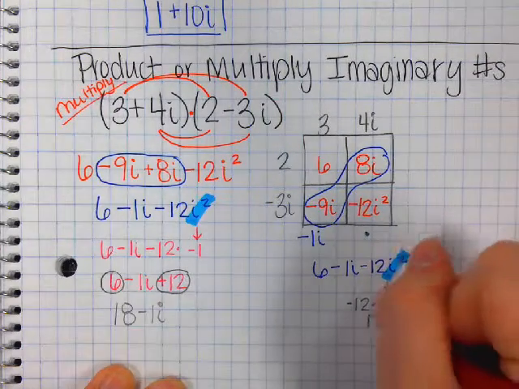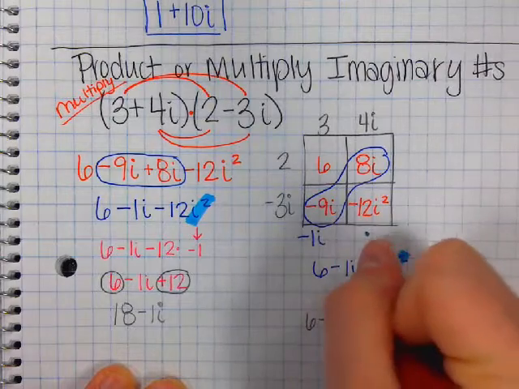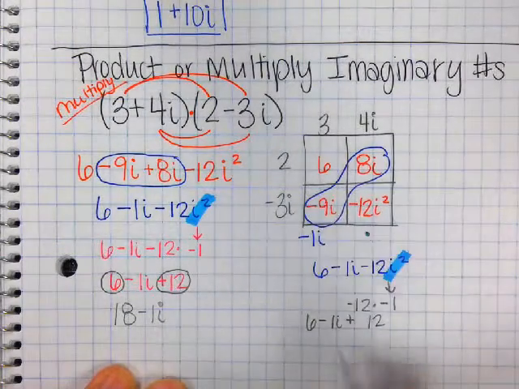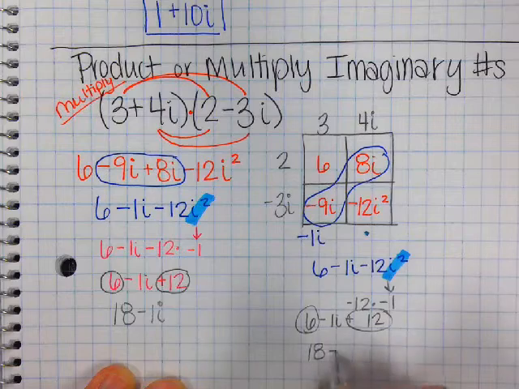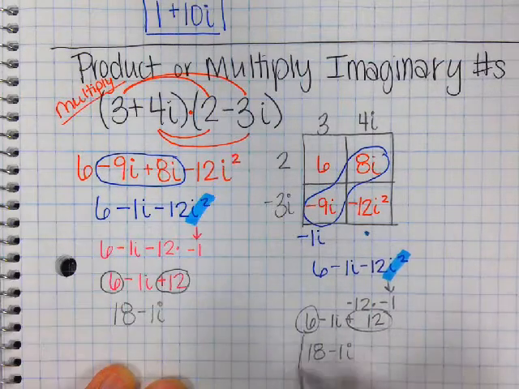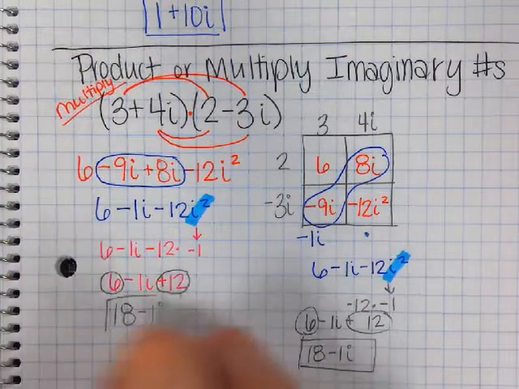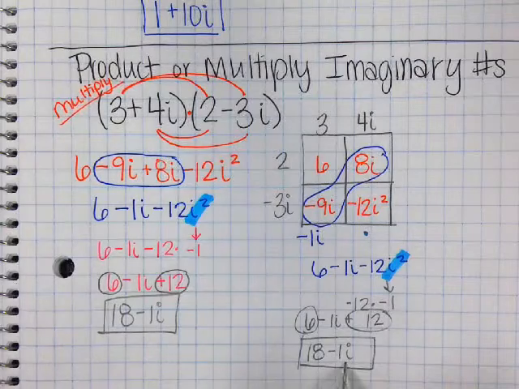This again becomes negative 1, so it'd be negative 12 times negative 1, which is positive 12. 6 minus 1i plus 12. 6 plus 12 is 18 minus 1i.